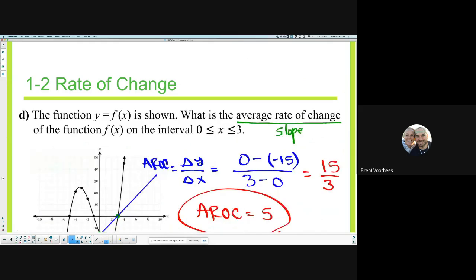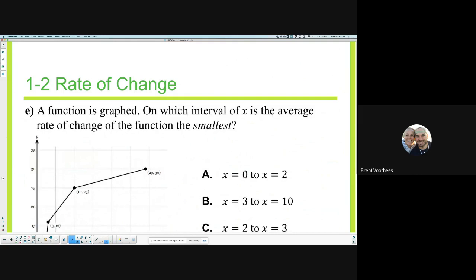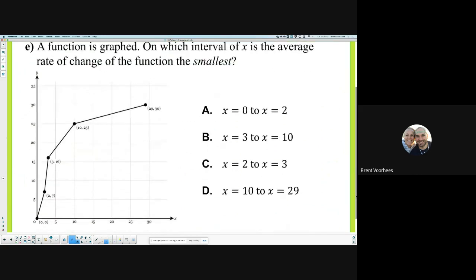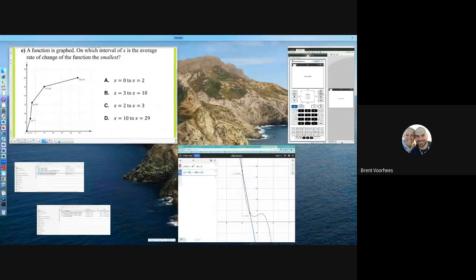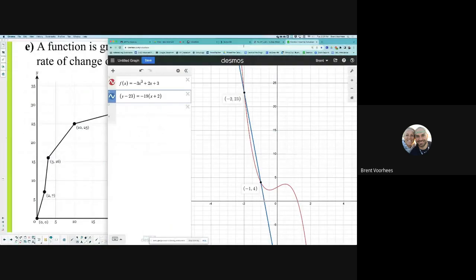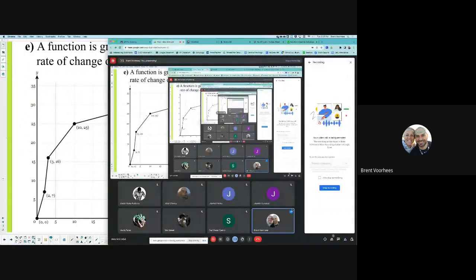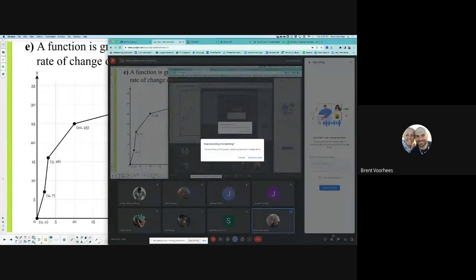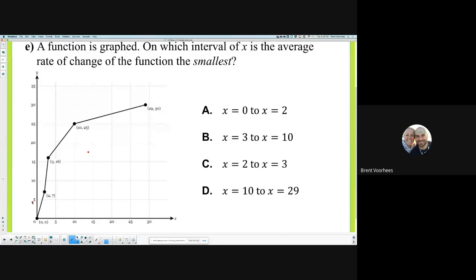Okay, let's see, where are we now? Your turn. I'm gonna let you think on this one. Okay, hopefully that was enough time. On which interval is the average rate of change the slowest?